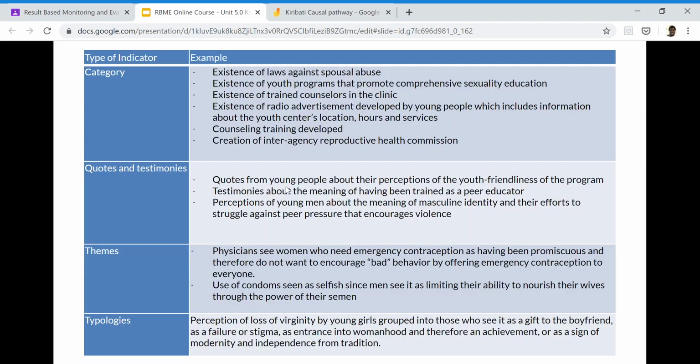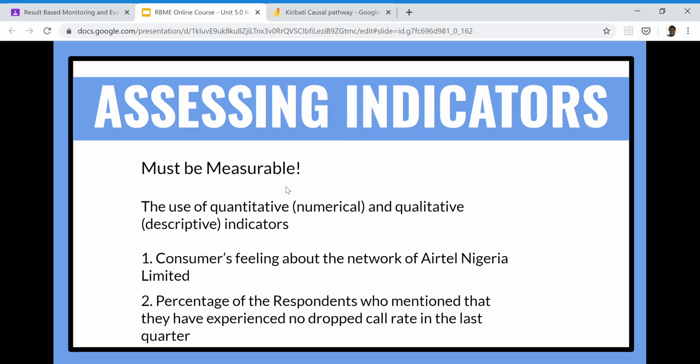So if you're putting together your indicators, what should you look at? It's important to think about this criteria. That's an important one. It must be measurable. Yes, it must be measurable. So think about how measurable it is, in terms of the quantity and quality of it.